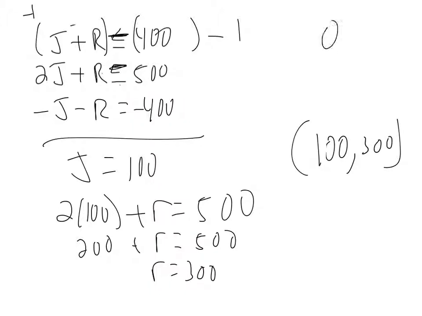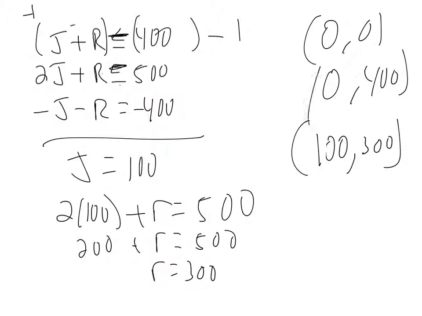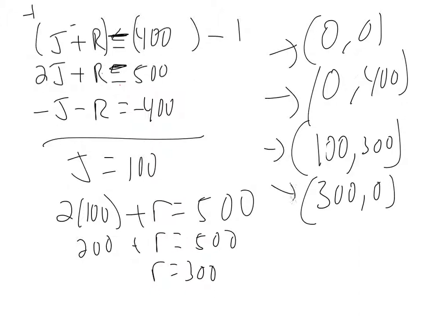So we've got 0, 0. We had 0, 400. We had 100, 300. And the other one was 300, 0. So these are the 4 corner points, or the four possible answers, and one of these will maximize their income. So now let's talk about what they're going to maximize.